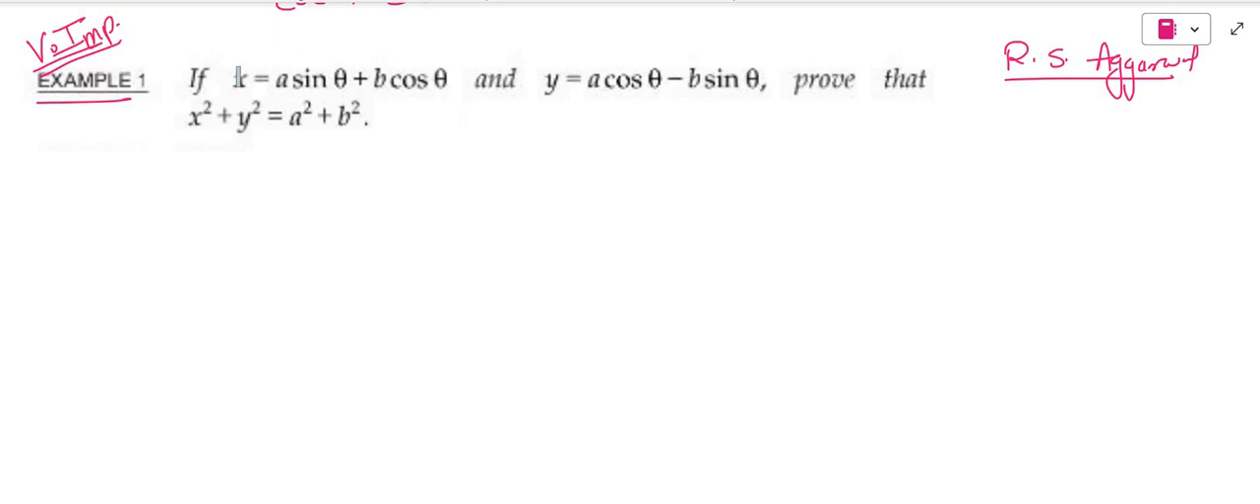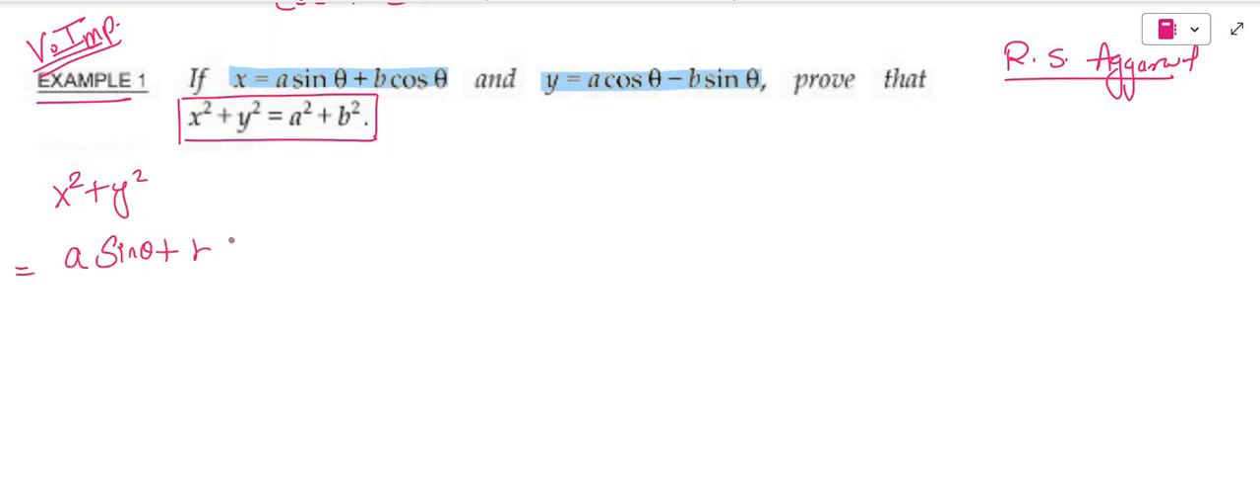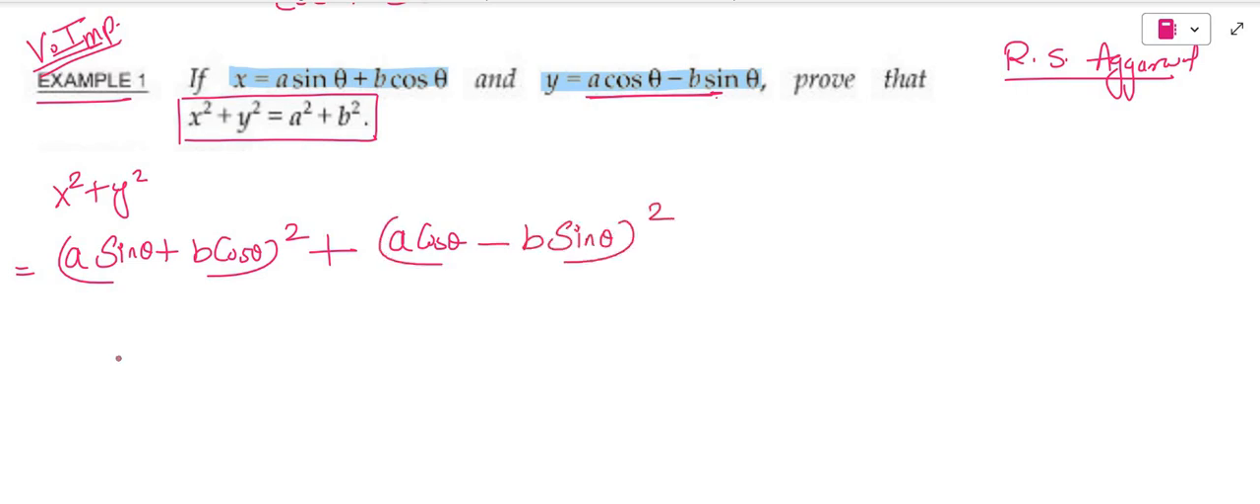So if you see carefully, they have given x is equal to a sin theta plus b cos theta. y is a cos theta minus b sin theta. Okay. And what we have to prove is this: x square plus y square is equal to a square plus b square. So let me start here. x square plus y square. So what is x? This a sin theta plus b cos theta square plus what is this is y. So it is a cos theta minus, this is minus b sin theta square.